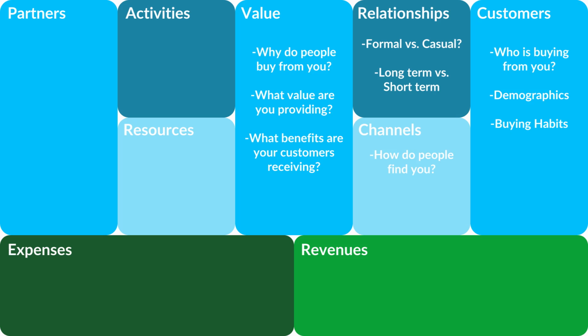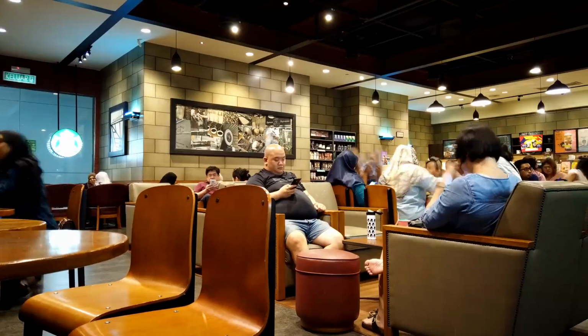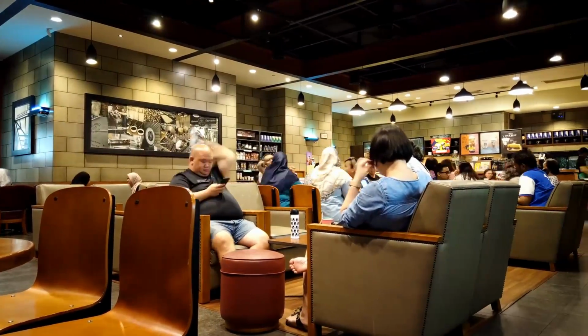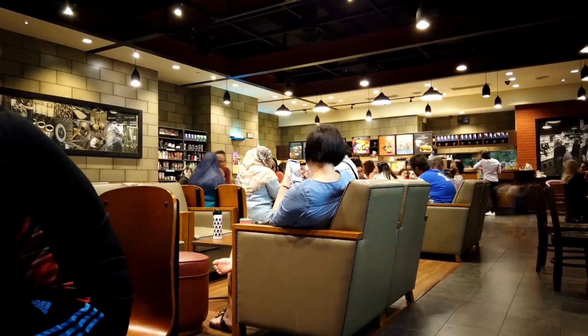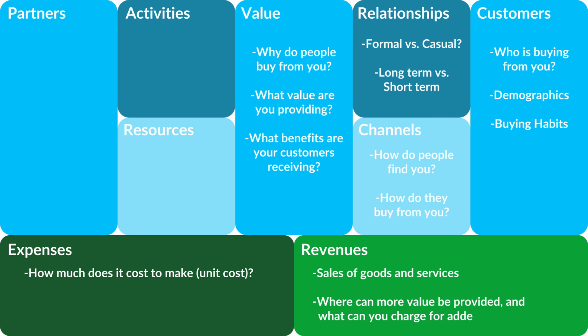We will look at the channels. How do people find out about you and how do they purchase from you? Do they see a sign as they're driving past? Or do you have an email list where you send to all of your regular customers? Then we're going to talk about costs and revenue. How much does it cost for you to provide a cup of coffee, and how much can you sell it for? What kind of extra value increases the revenue, and what kind of costs are associated with providing that value?